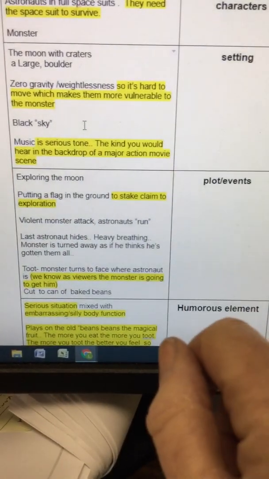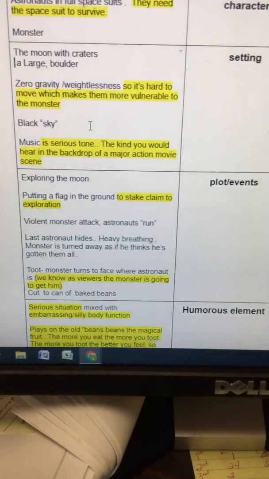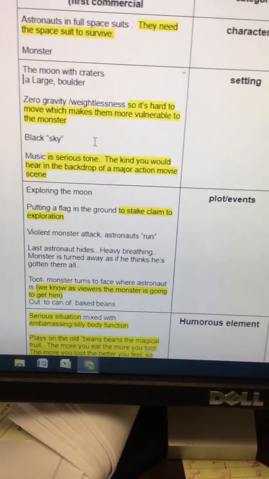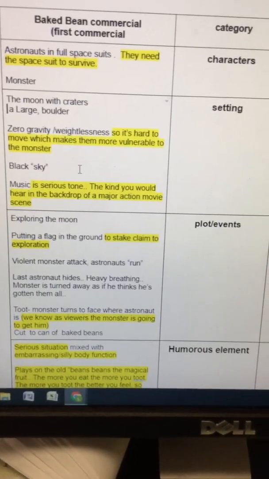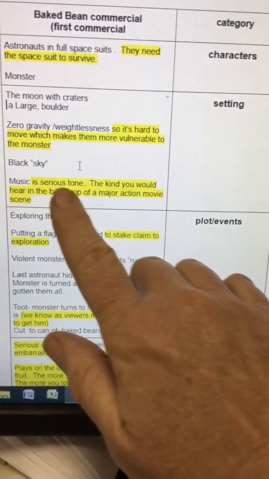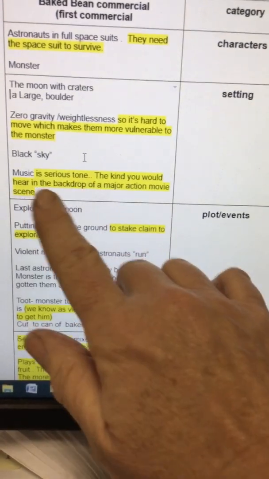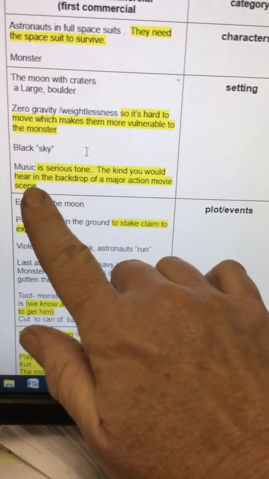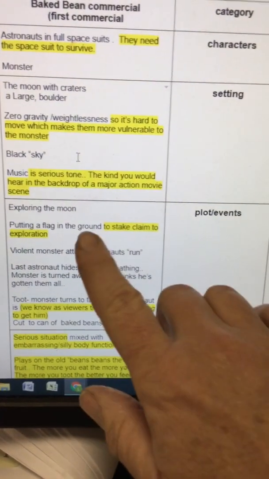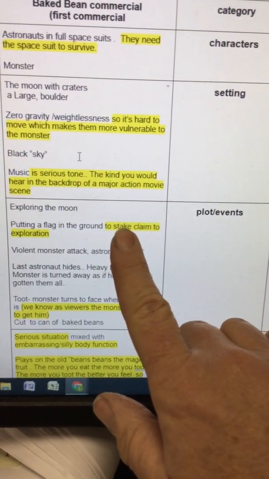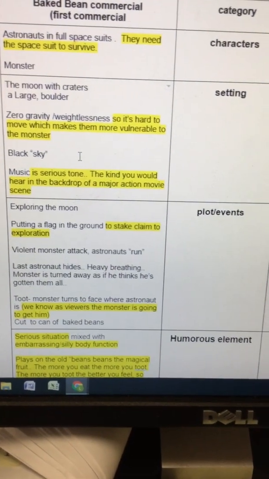Yes, there's a black sky. Yes, there's music in the background. But I dig a little bit deeper and I describe a little bit more and I add to it based on what I know about real life. The music is a serious tone, the kind that you would hear in the backdrop of a major action movie scene. Remember that when we're taking notes, I'm also allowed to infer, and I need to do that. That's how we add more.